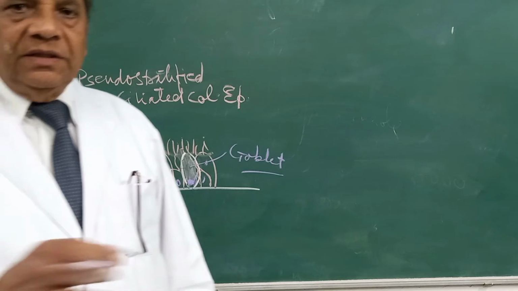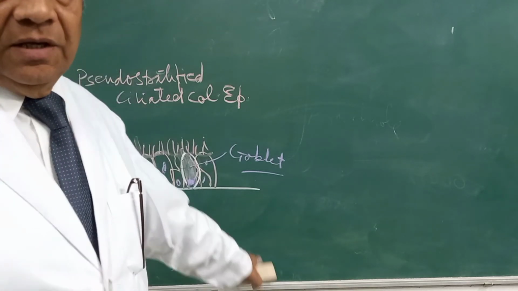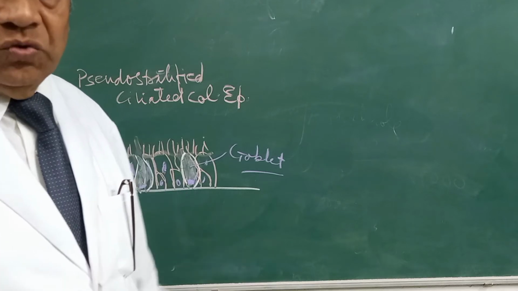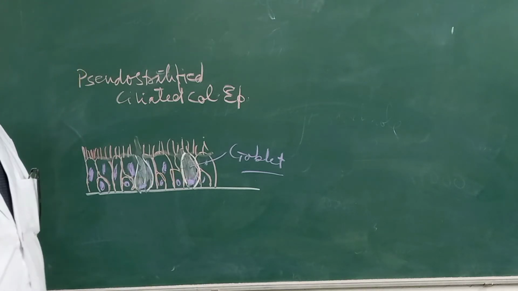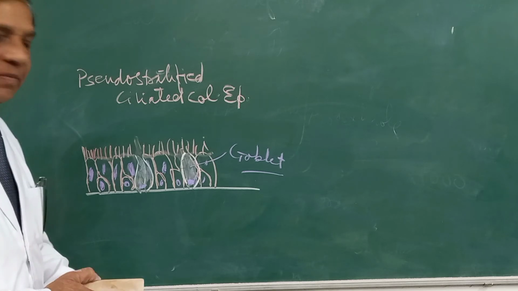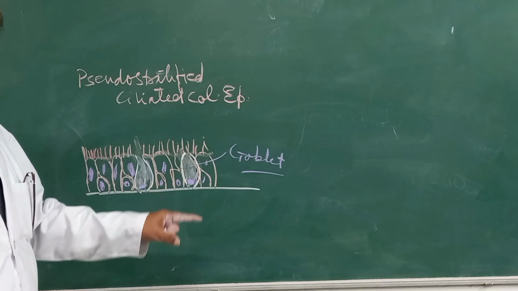So in between the cells in the ciliated columnar epithelium, which is pseudostratified, there may be some goblet cells also, which secrete the mucus. So this is the structure.